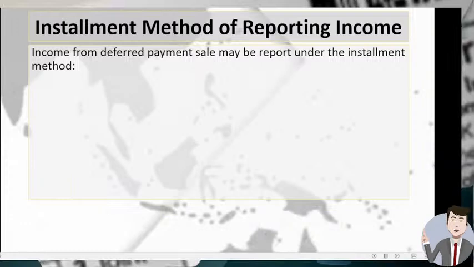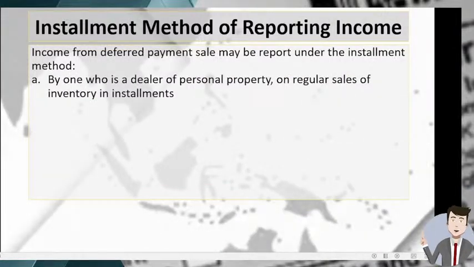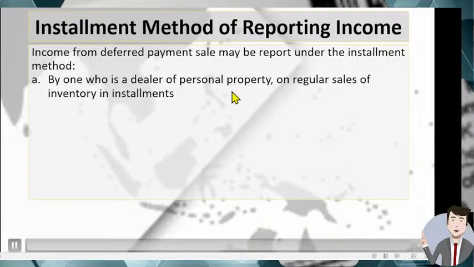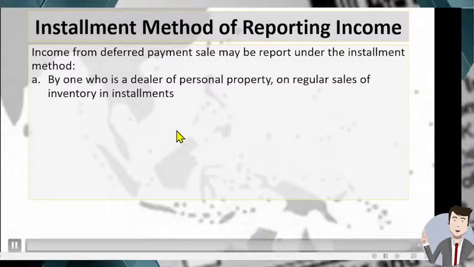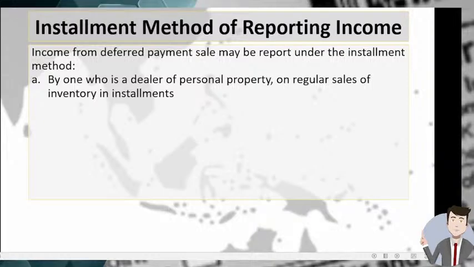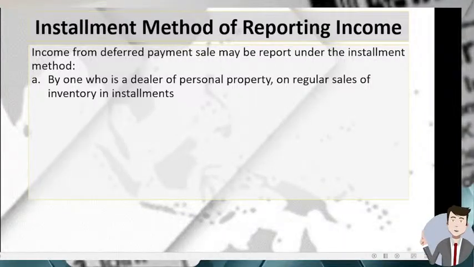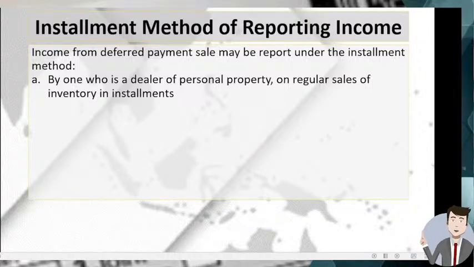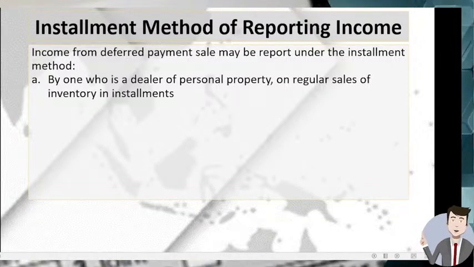So who are the sellers or taxpayers that can avail of what we call the installment method of reporting an income? First, one who is a dealer of personal property on a regular basis, with sales of inventory on installment. So guys, the asset being sold is an inventory, therefore it is an ordinary asset. If the seller, for example, sold motor vehicles, the inventory, and it is collected within more than one taxable year, that's why the BIR, or the law, allows an installment method in reporting of income, which is the basis in the computation of income tax due for that particular taxpayer.